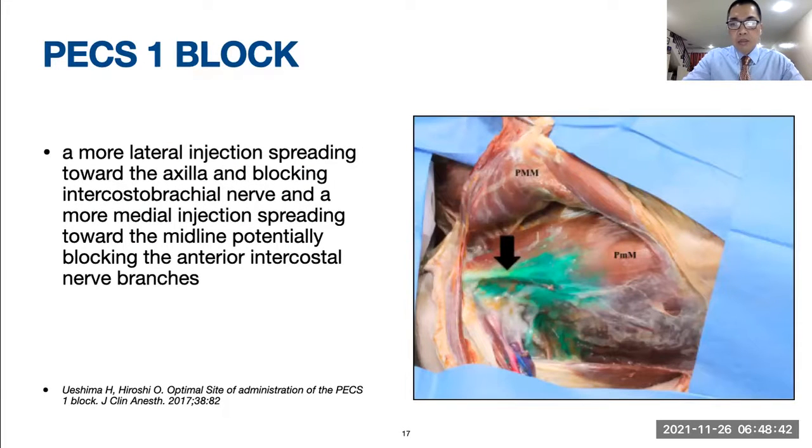In a study by Dr. Yoshima in 2017 using cadaver, he injected 10 mL of blue dye, and after 10 minutes, the spread of the blue dye was assessed. The site of PEX1 injection also affects the distribution of the block. The more lateral injection, spreading towards the axilla, blocks the intercostobrachial nerve, and the more medial injection, spreading towards the midline, blocks the anterior intercostal nerve.